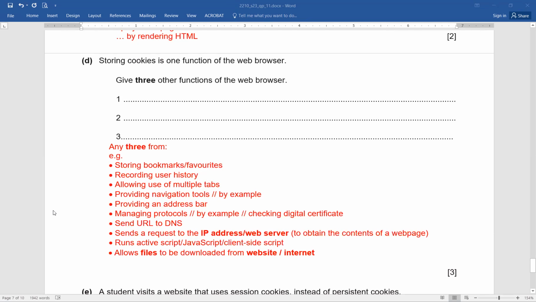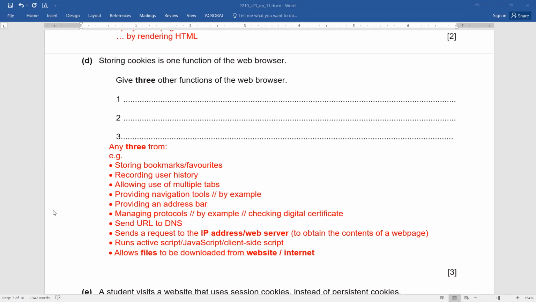Storing bookmarks or favorites, recording user history, allowing use of multiple tabs, providing navigation tools, providing an address bar, managing protocols, like the different protocols are managed by the web browser. Checking the digital certificate is also performed by the web browser.